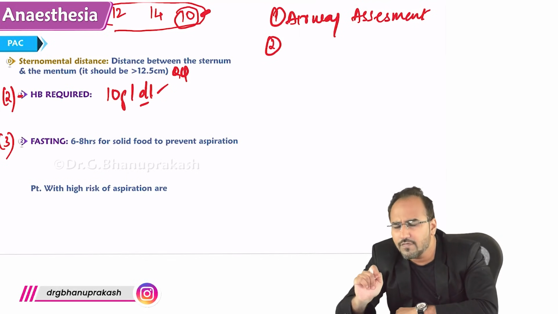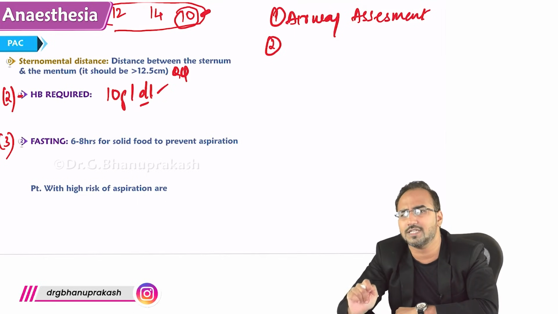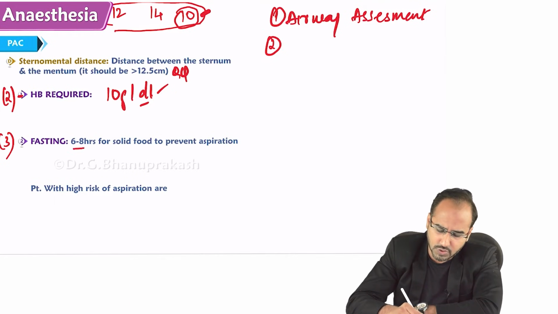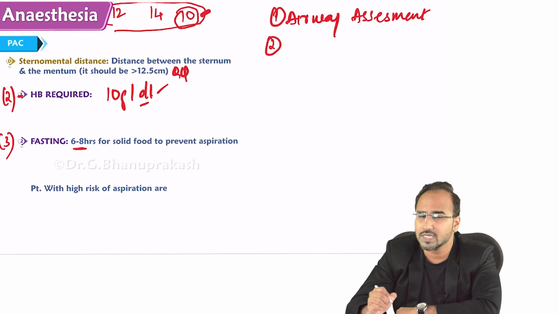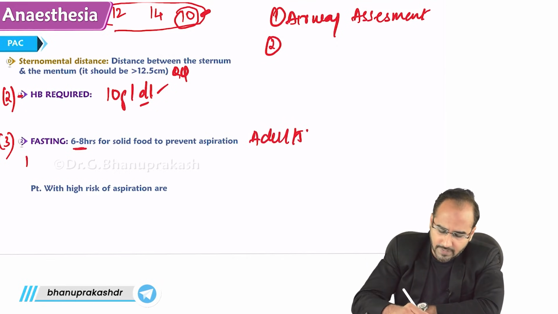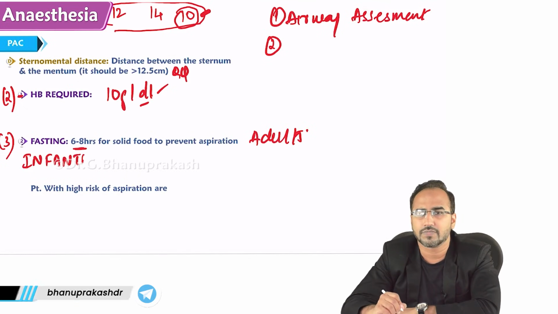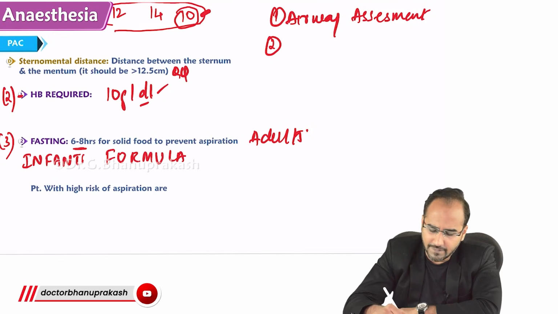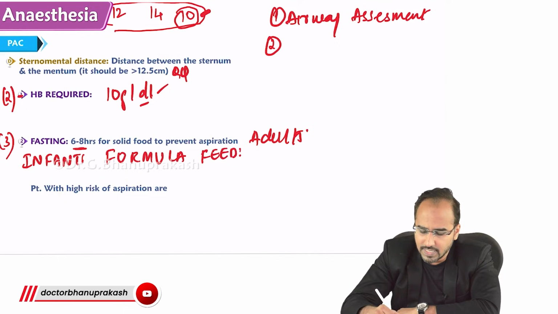That's why every patient who's posted for surgery is usually told to be in a fasting state for 6 to 8 hours. How many hours? 6 to 8 hours. So adults require fasting for 6 to 8 hours. If it is an infant, how many hours of fasting is needed, guys? It depends on what the infant is on. If the infant is on formula feed, how many hours of fasting?